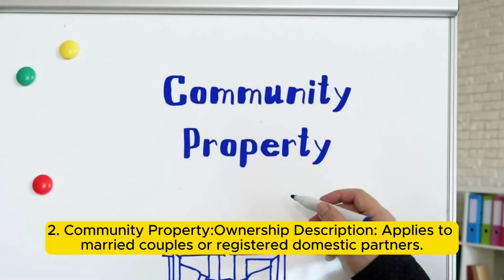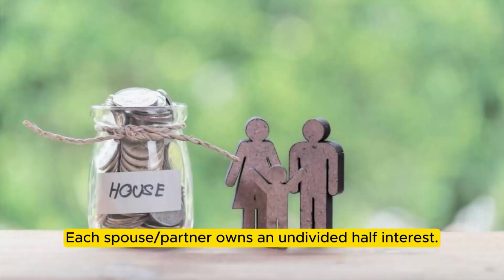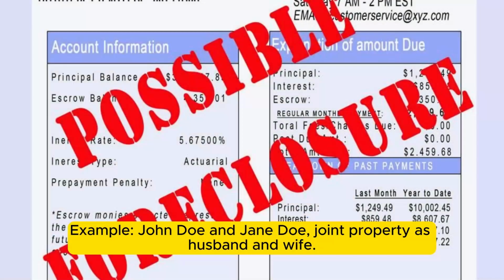2. Community property. Ownership description: applies to married couples or registered domestic partners. All property acquired during a marriage or registered partnership is considered community property unless specifically designated. Each spouse or partner owns an undivided half interest. Example: John Doe and Jane Doe, joint property as husband and wife.